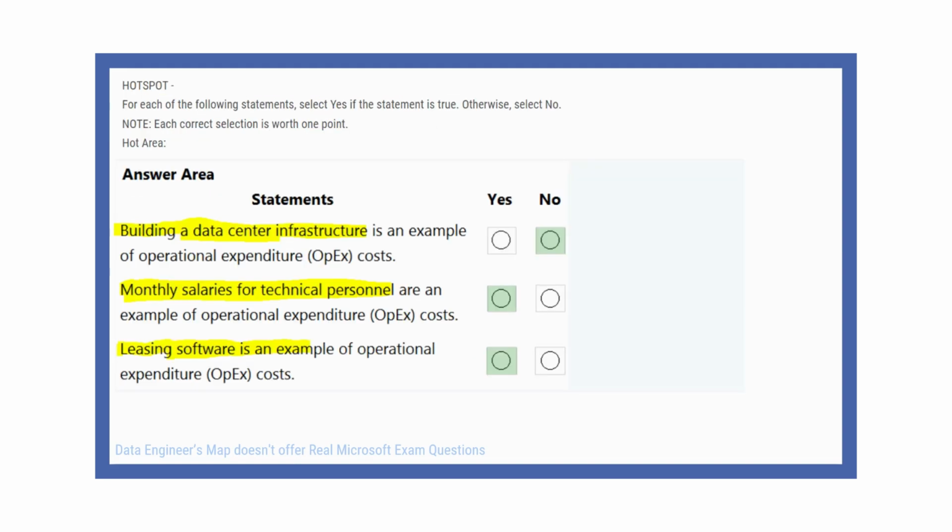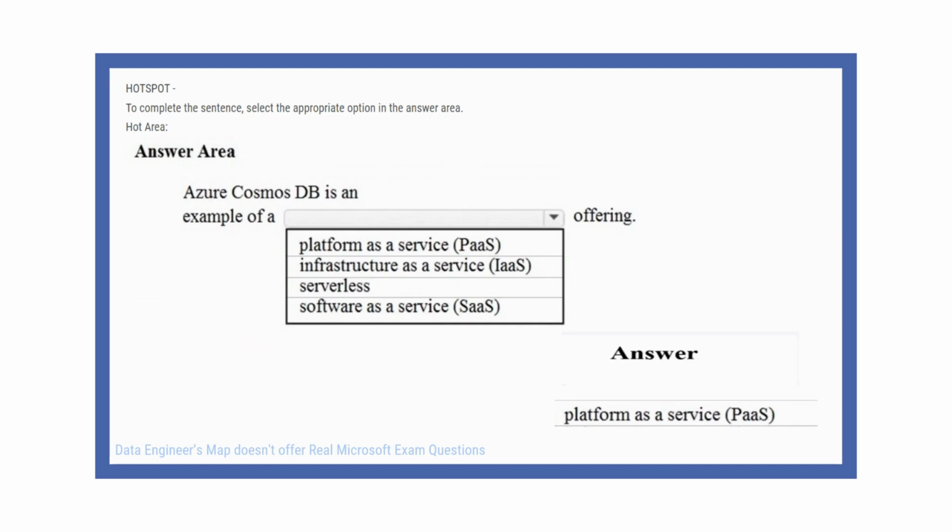Again, you have statements and you need to mark them as yes or no. Building a data center infrastructure is an example of operational expenditure cost. No. Monthly salary for technical personnel is an example of operational expenditure cost. Yes. Leasing software is an example of operational expenditure. Yeah. Yes. Azure Cosmos DB is an example of which type of offering? So it is a platform as a service type of offering.